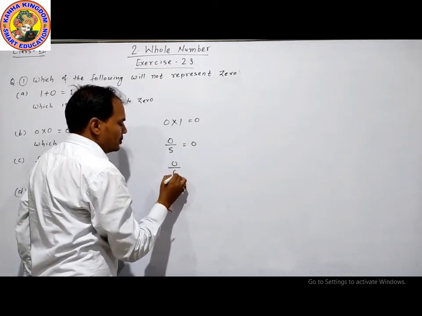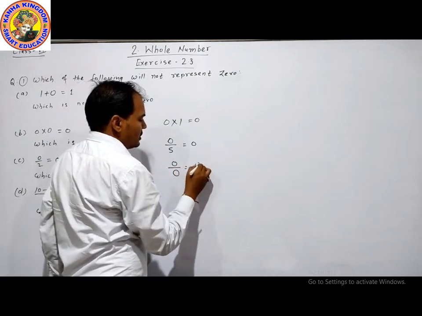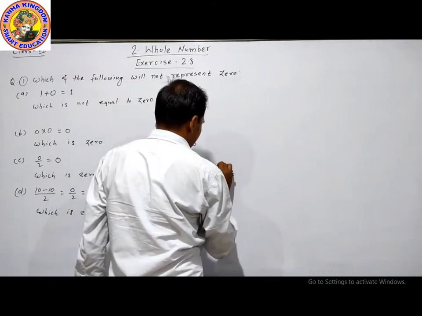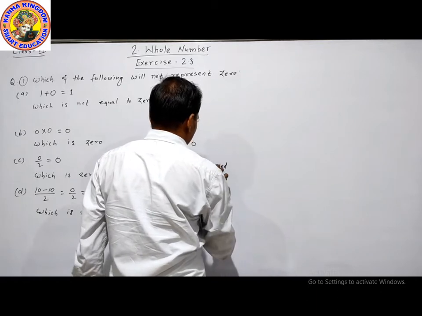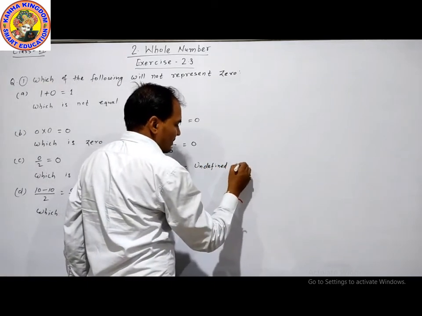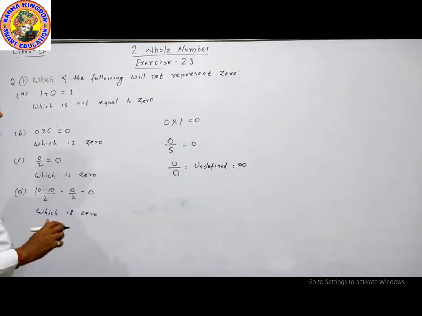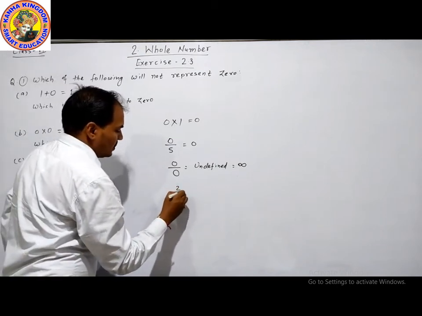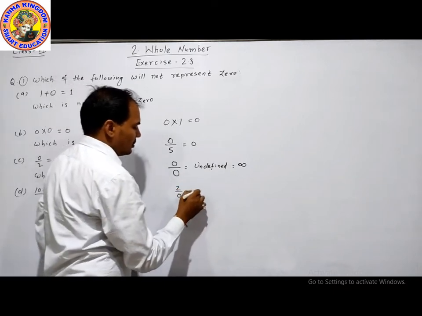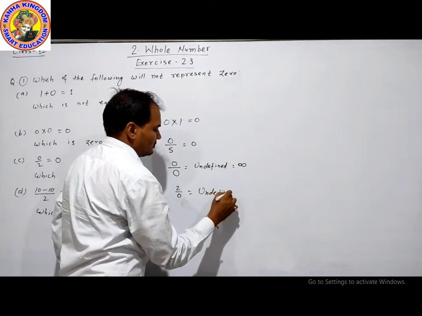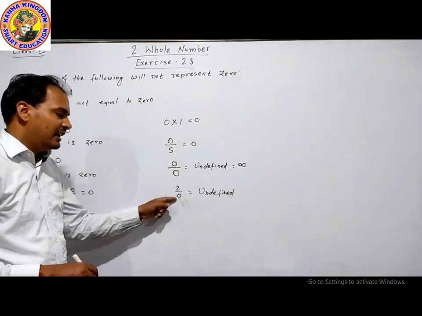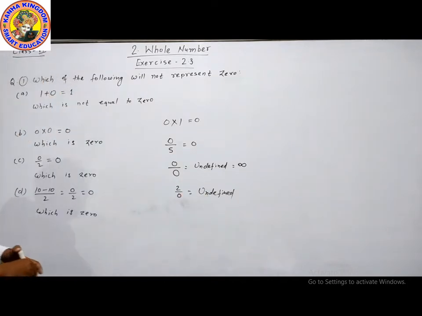0 upon 0 is undefined, means infinite. 0 upon 0 is undefined. 2 upon 0, if any number is divided by 0, it gives answer undefined.